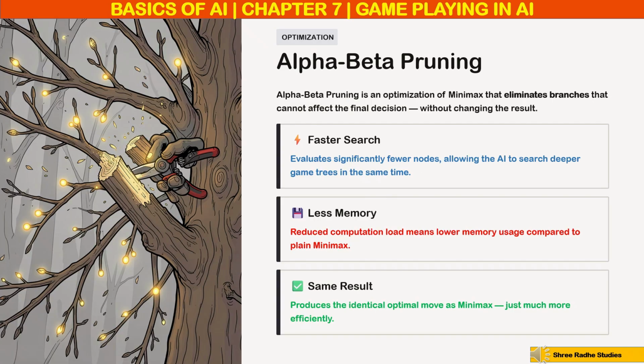Slide 7. Alpha-beta pruning. To solve the limitations of Minimax, we use alpha-beta pruning. Think of it as a smarter version of Minimax. Instead of checking every possible branch of the game tree, alpha-beta pruning ignores branches that can never affect the final decision. This greatly reduces computation while still producing exactly the same answer. Because fewer nodes are evaluated, the AI becomes much faster and can search deeper game trees in the same amount of time. That is why almost every professional chess engine uses alpha-beta pruning instead of plain Minimax.